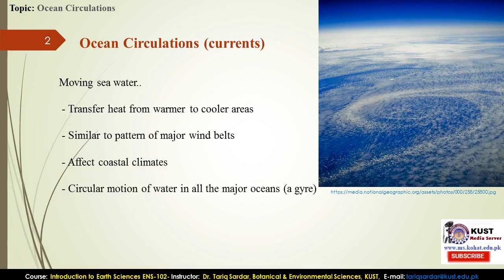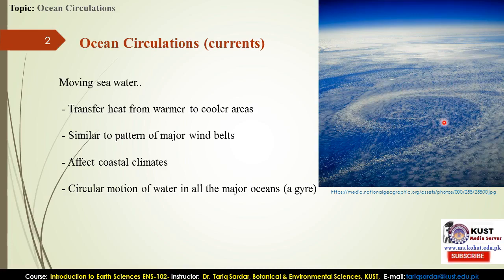So here if we see the ocean and the swirl type of gyre, it also affects coastal climates. This is the function of ocean currents or circulations. These currents are circular motions of water in all the major oceans, and they are called a gyre. Here if you look at that picture in a focused view, you will see the swell type or vortex type of water.